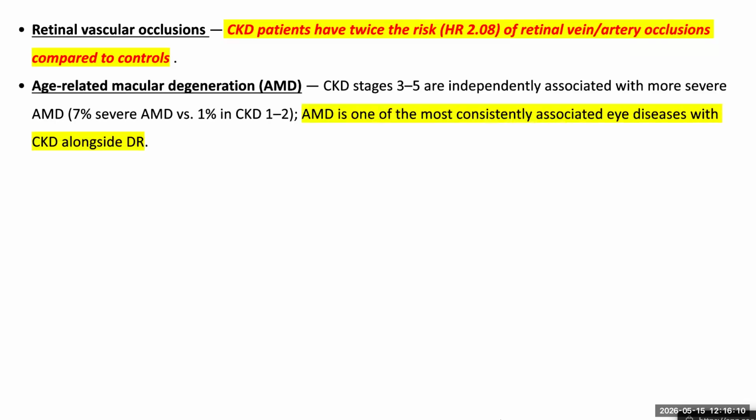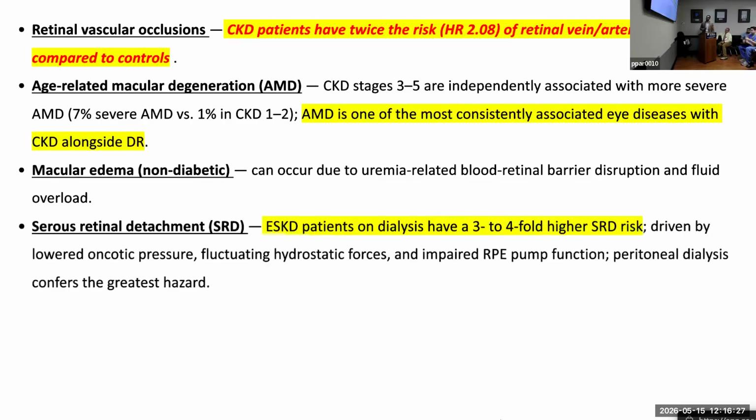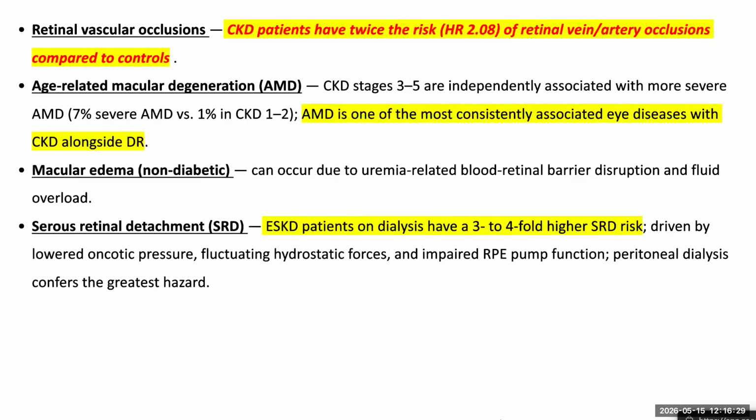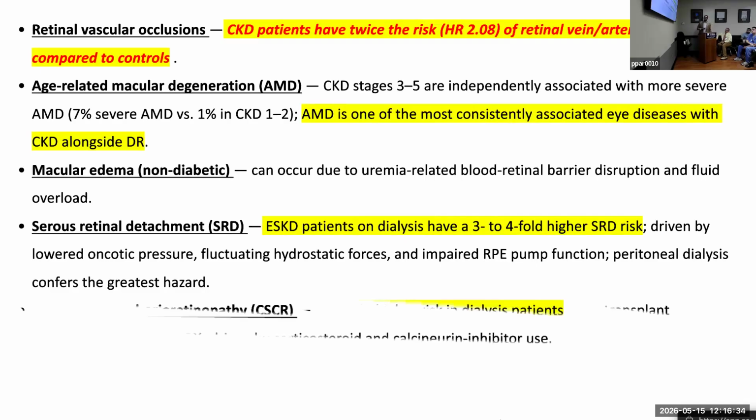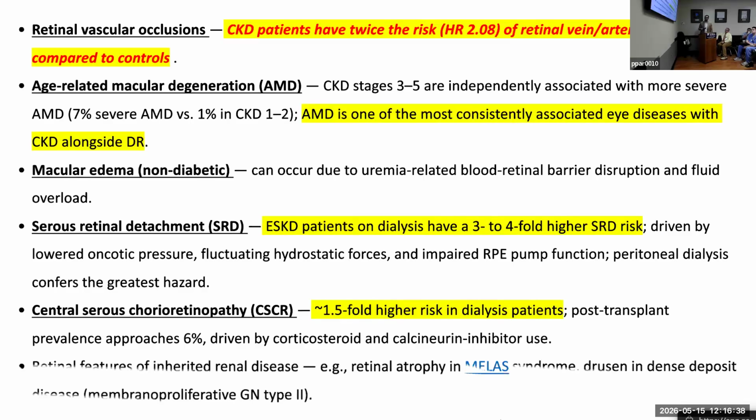So retinal vascular occlusion: CKD patients have twice the risk of retinal vein and artery occlusions compared to controls. Age-related macular degeneration, AMD, is one of the most consistently associated eye diseases with CKD, alongside diabetic retinopathy. Macular edema in non-diabetic patients can also occur because of uremia-related blood retinal barrier disruption. And serous retinopathy: ESRD patients on dialysis have a 3 to 4-fold rise of serous retinal detachment. Central serous retinopathy is 1.5 times higher in dialysis patients.